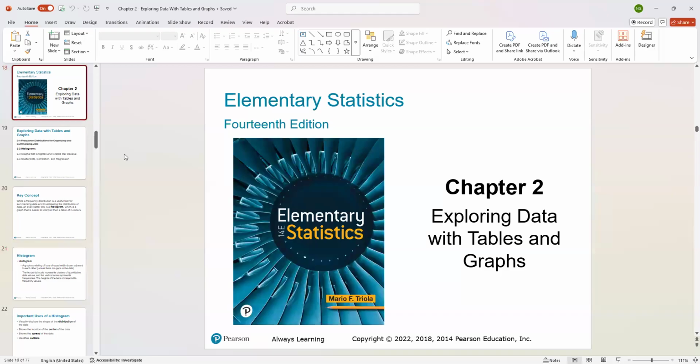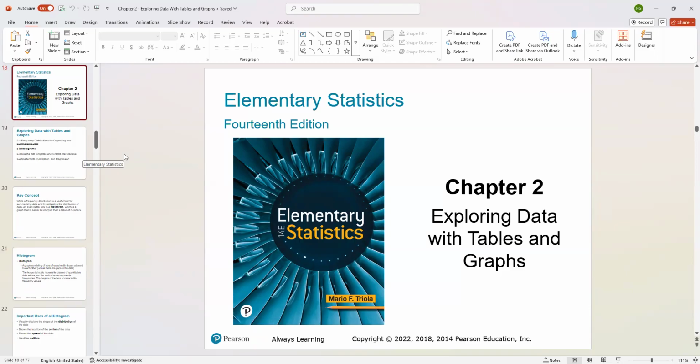Hello everyone, hopefully you're doing well. In this video, we're going to continue with chapter 2. Remember, in chapter 2 we focus on important characteristics of data: center, variation, distribution, outliers, and also time. That means any change in the characteristics of the data over time.